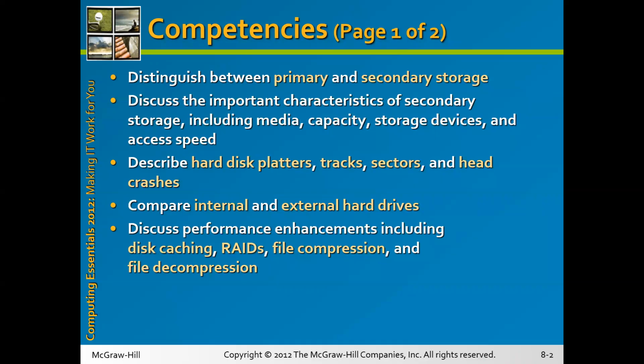primary storage. Moreover, we will discuss the important characteristics of secondary storage, including media, capacity, storage devices, and access speed. Furthermore, we'll describe hardware disk platters, tracks, sectors, and head crashes. We'll also go around comparing internal and external hard drives and discuss performance enhancements, including disk caching, RAIDs, file compression, and file decompression.